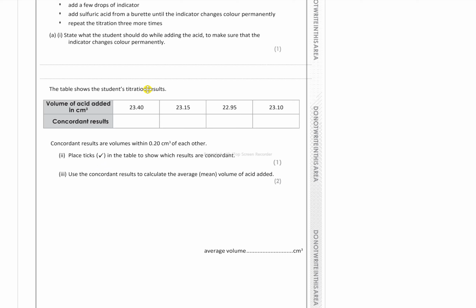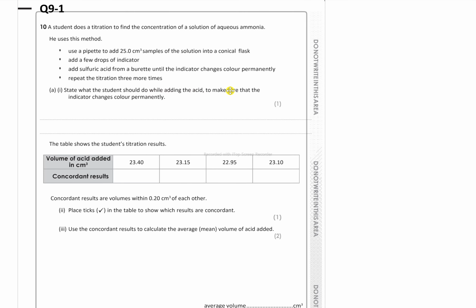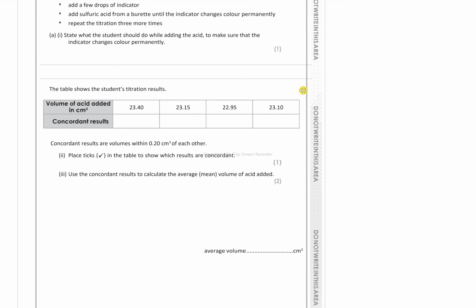Right, question 10 is to do with titration. We're going to leave that. I just want to discuss this word here: concordant. It just means in agreement. So they're saying results that are concordant are within 0.20 centimeter cubes of each other.